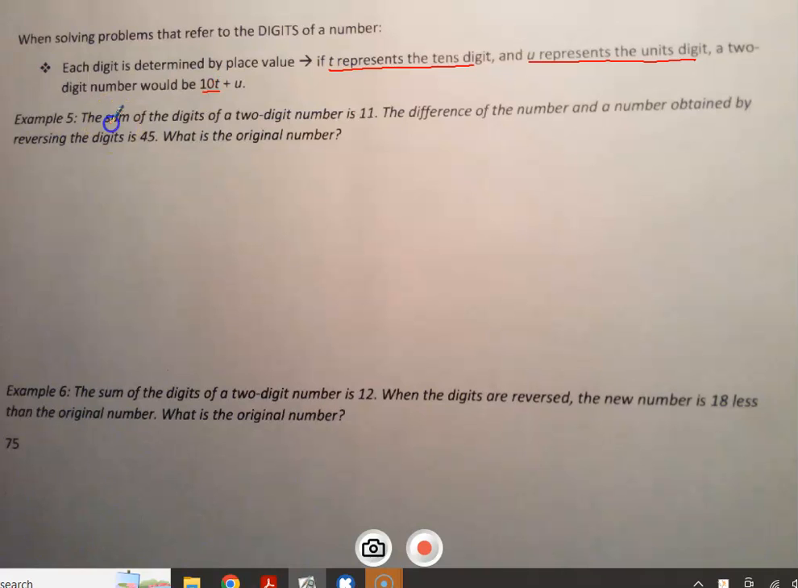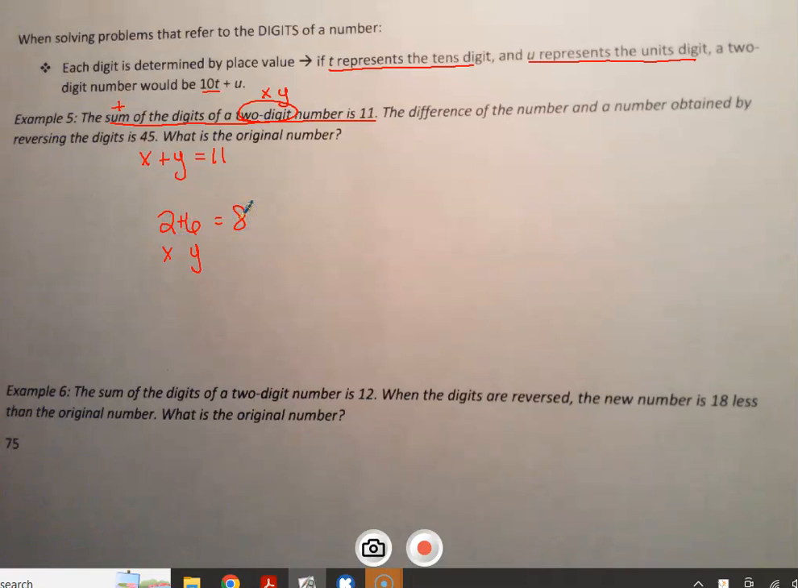I think it'll help. It says the sum of the digits of a 2-digit number is 11. So we only care about the digits, what they are. Sum is addition of the digits of a 2-digit number. So we're going to say x and y is 11, so x plus y equals 11, because we're just adding the digits together. Let's say the number is 26. So x equals 2, y equals 6. The sum of these would be 8.